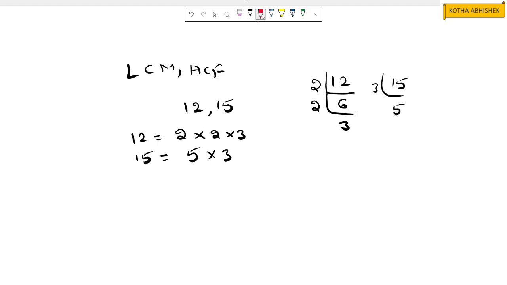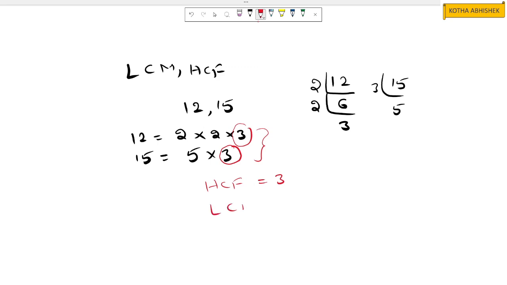Now if you want to write the HCF, from the given two numbers we need to pick the number which is common in both. So in these two, if we observe, number 3 is common. So HCF will be 3.